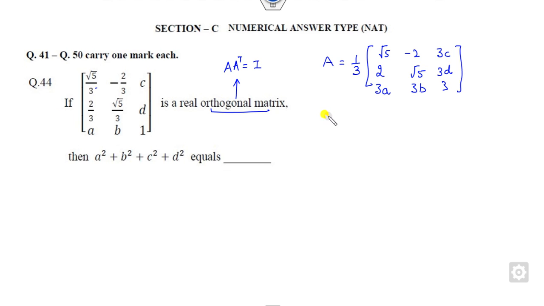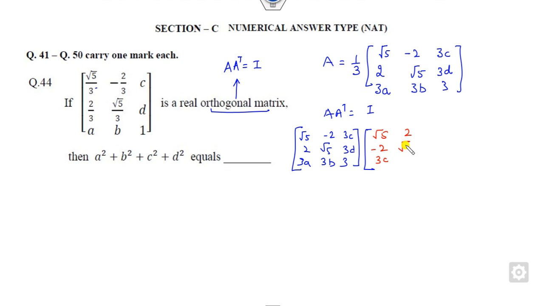Now what is the property? A times A transpose is my I. So this is my A: root 5, minus 2, 3c, 2 root 5, 3d, 3a, 3b, c. What is the transpose of this? That is root 5, minus 2, 3c, 2 root 5, 3d, 3a, 3b, c. And the right hand side is my I, so that is 1, 1, other are 0.